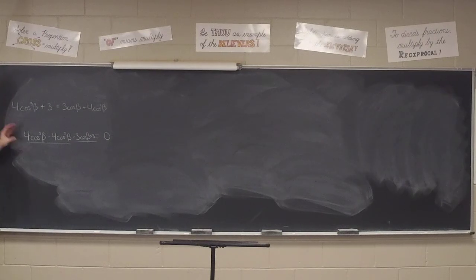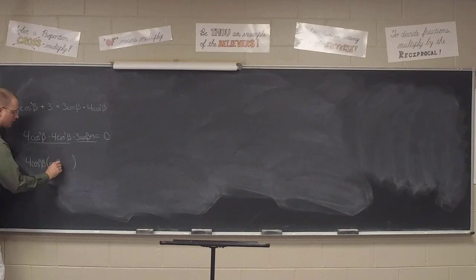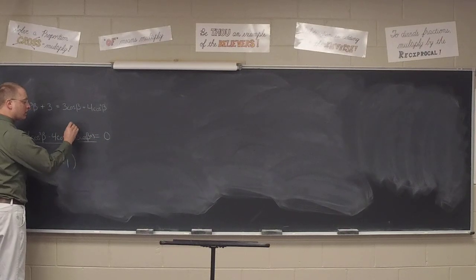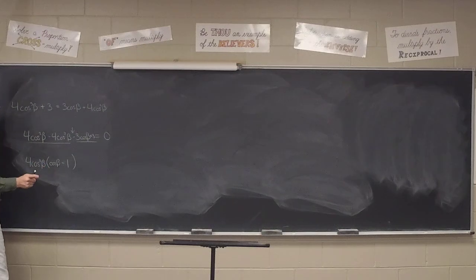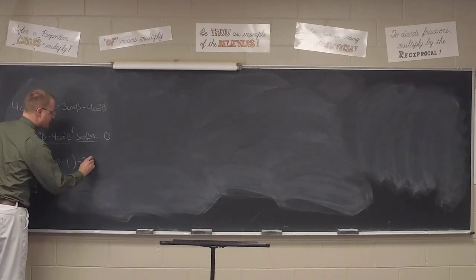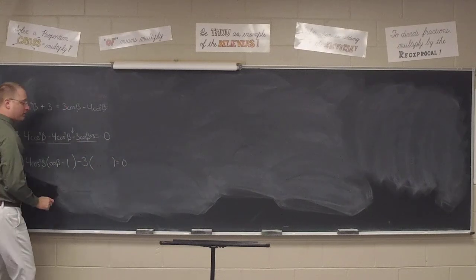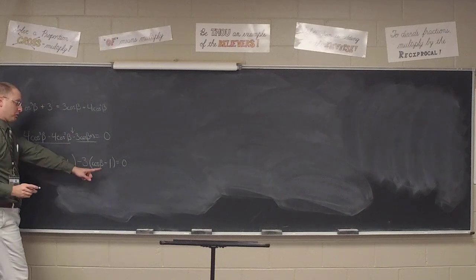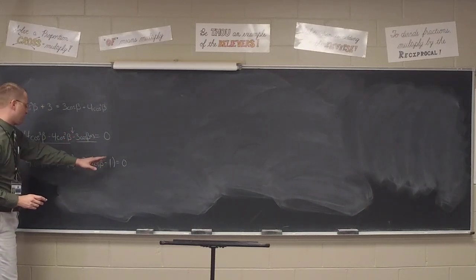And in the first group, what did you do? I took out a 4 cosine squared, 4 cosine squared, parentheses, cosine minus 1. And then in the next one I pulled out a 3. Well, technically you can't cancel them, but there's a negative first term, so we want to actually pull out a negative 3. That's important so that you're left with cosine minus 1. If you pull out a 3, you'll have a negative cosine plus 1, which isn't similar.